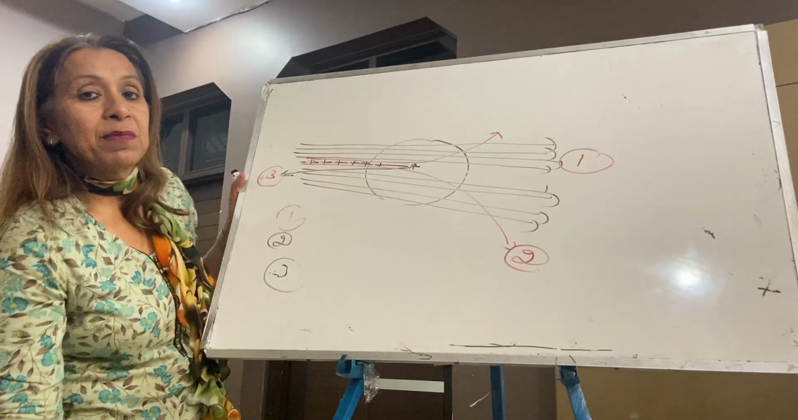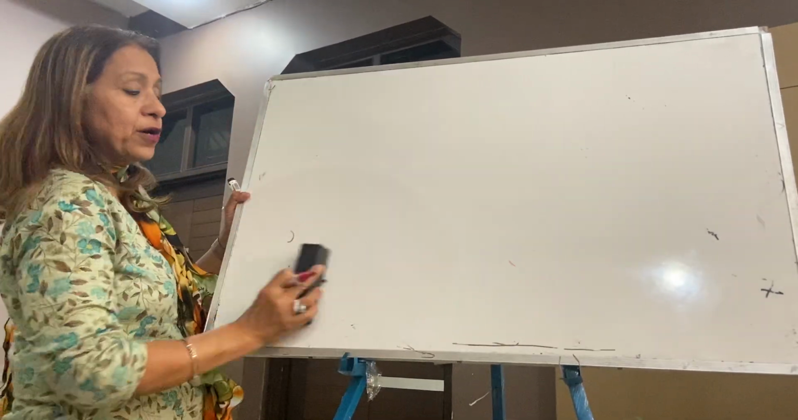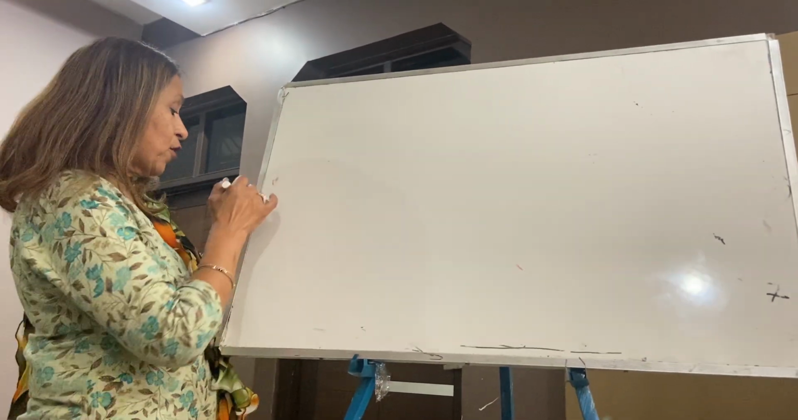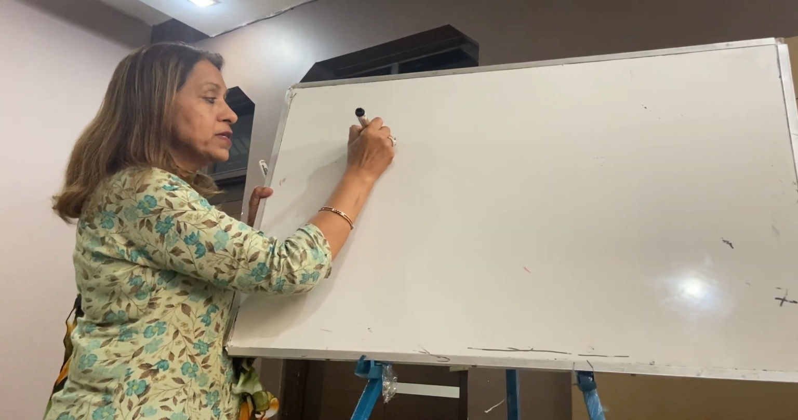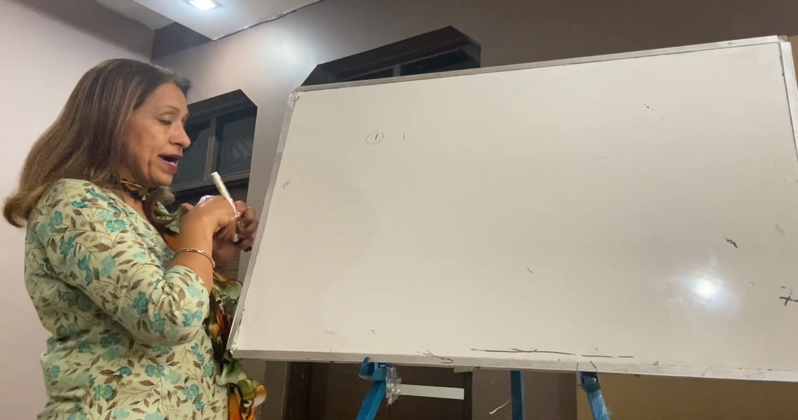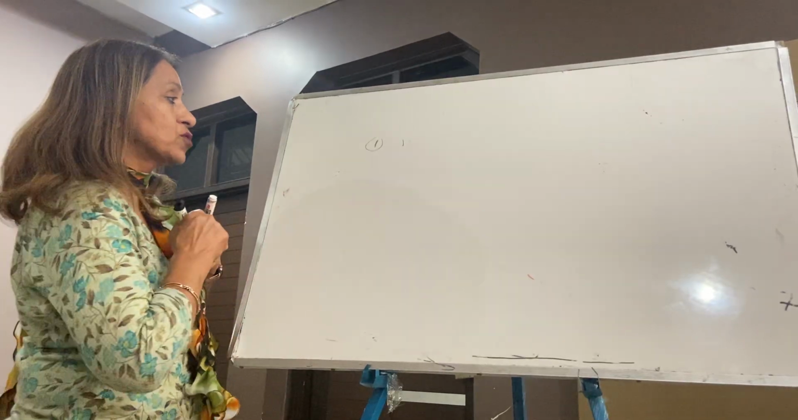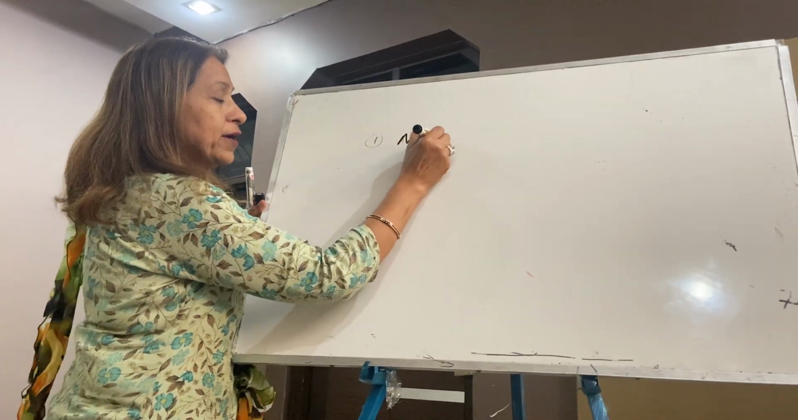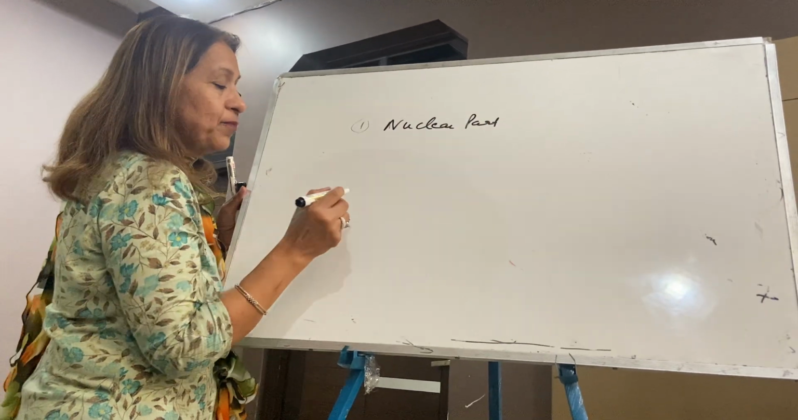After this experiment, Rutherford proposed a model. Now write down the Rutherford model. According to Rutherford, the atom has two parts. The one is the nuclear part and the second is the extra nuclear part. Write down: the atom has two parts. The one is the nuclear part.